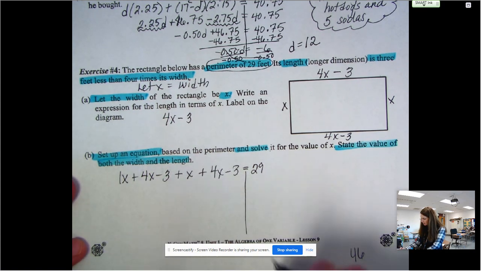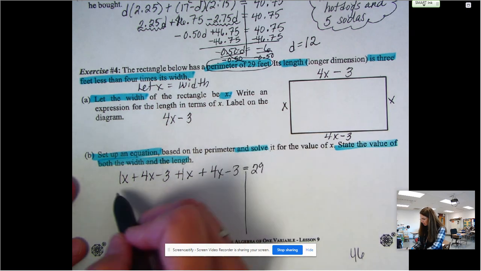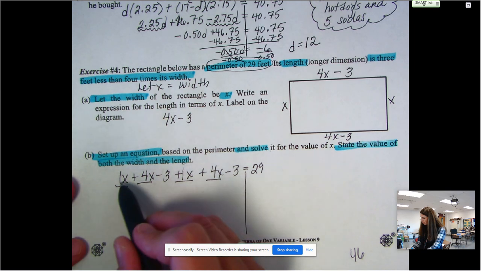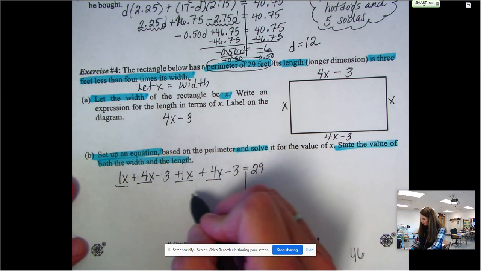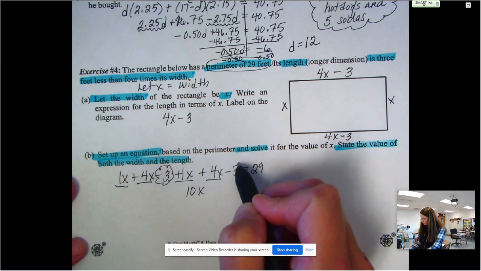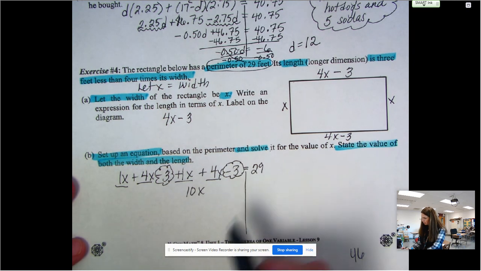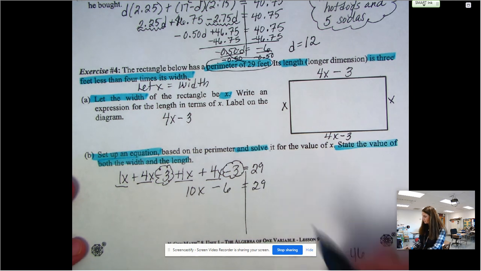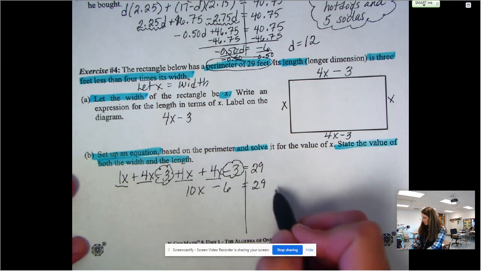Remember, this is 1x. This is 1x. So we have 1 plus 4 plus 1 plus 4. I believe that gives me 10 x's. Let's do our numbers now. Negative 3, take away 3 more. When I type it into my calculator, I'm going to get negative 6. Bring down that equals 29.